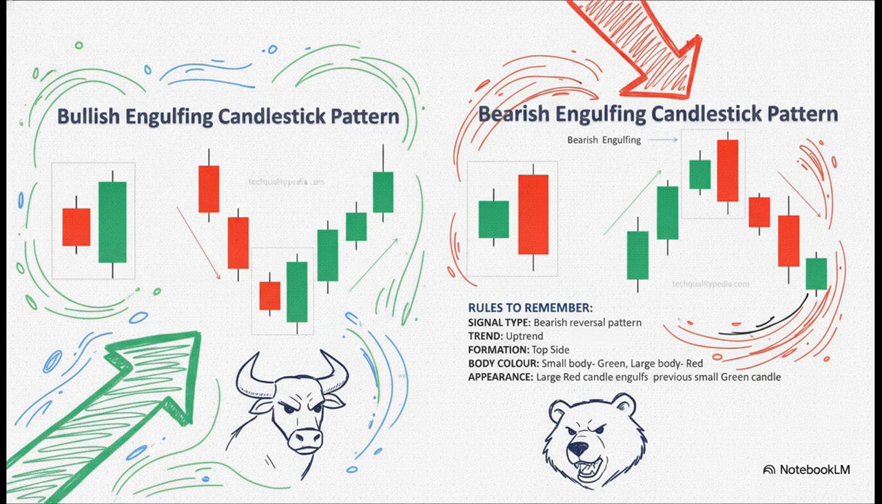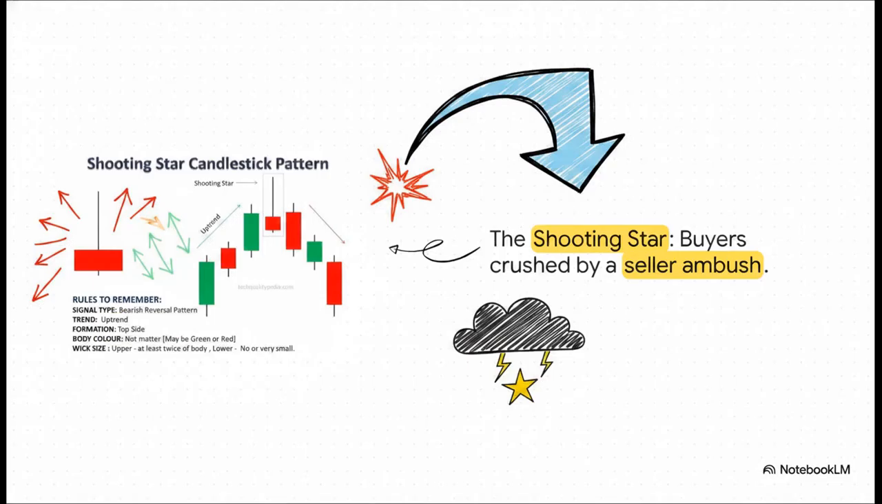It is the exact inverse relationship of market psychology from the bottom of a trend. It visually proves that whatever ground the buyers just took, the sellers instantly wiped it out with overwhelming force. Then we have the shooting star, which is another really powerful bearish signal. It's essentially the exact opposite of the hammer we just talked about.